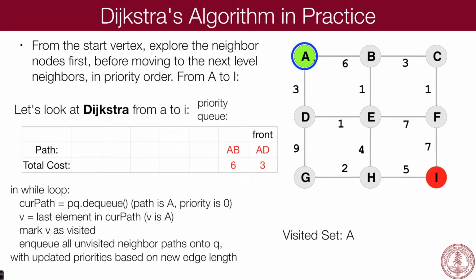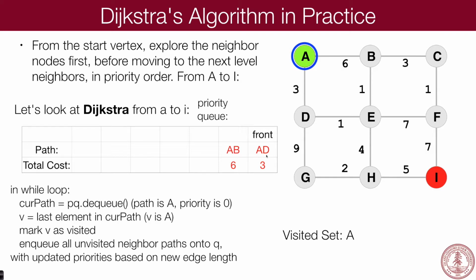6 plus 0 that we started with is 6. So AB goes into our priority queue with a priority of 6. AD goes into the priority queue with a priority of 3 because it's less. Now, the nice thing about a priority queue is that the next one that's going to be dequeued is the one with the highest priority, in other words, the lowest number, which in this case is AD, so it's going to greedily pick the AD.